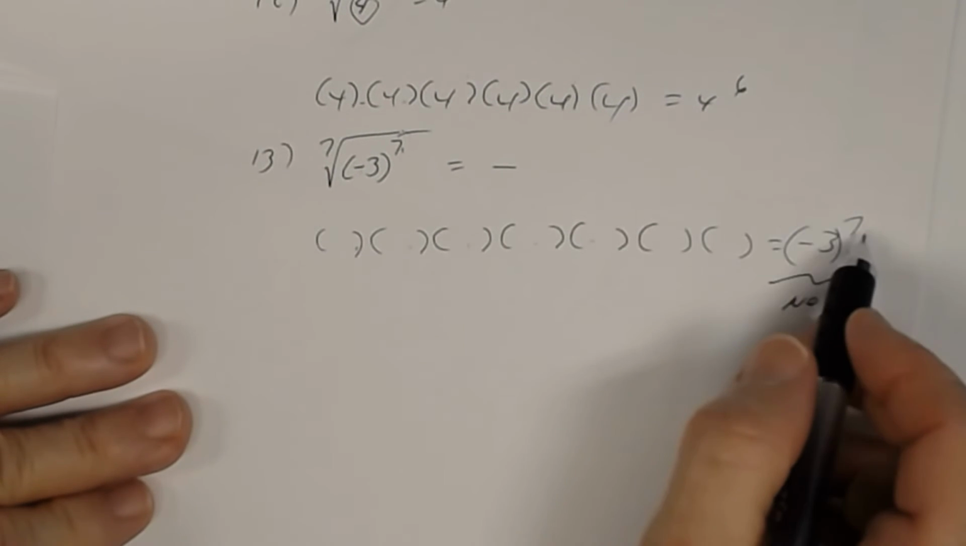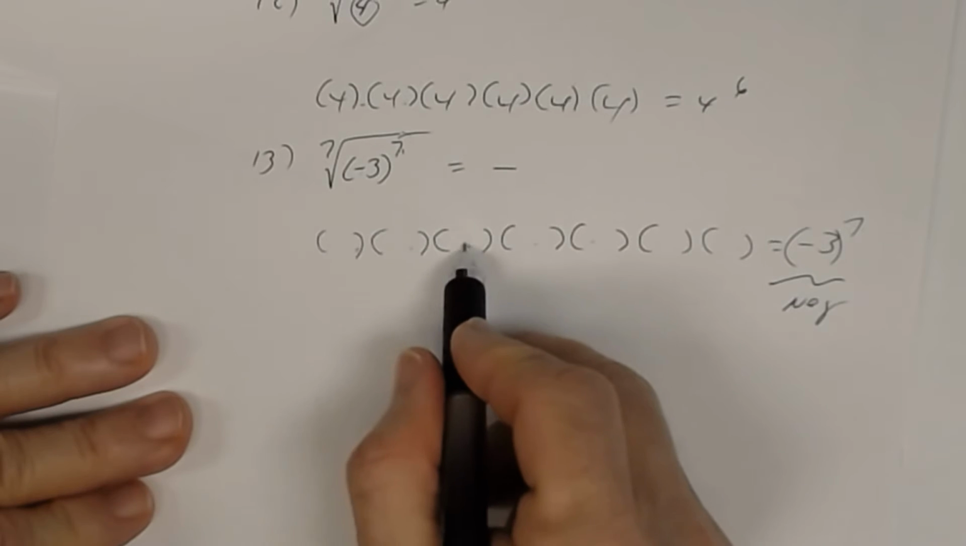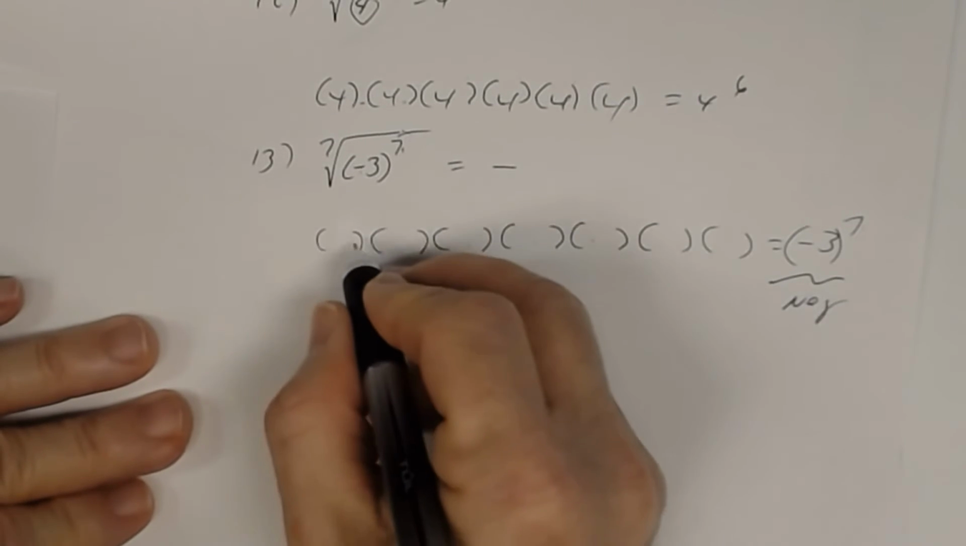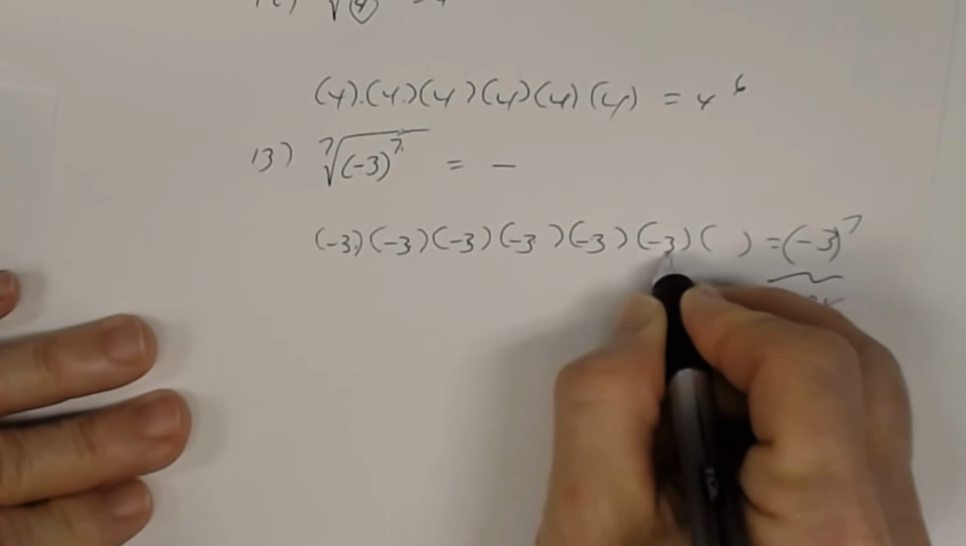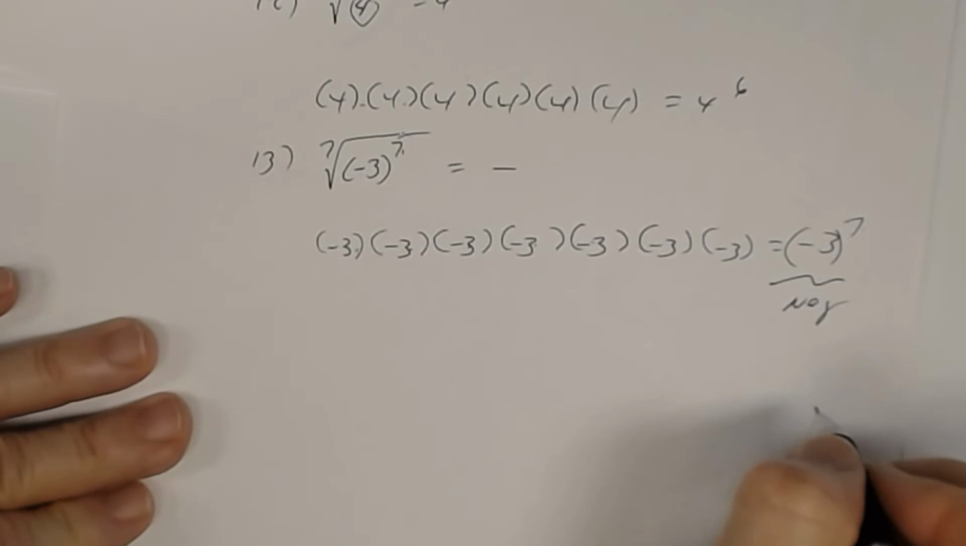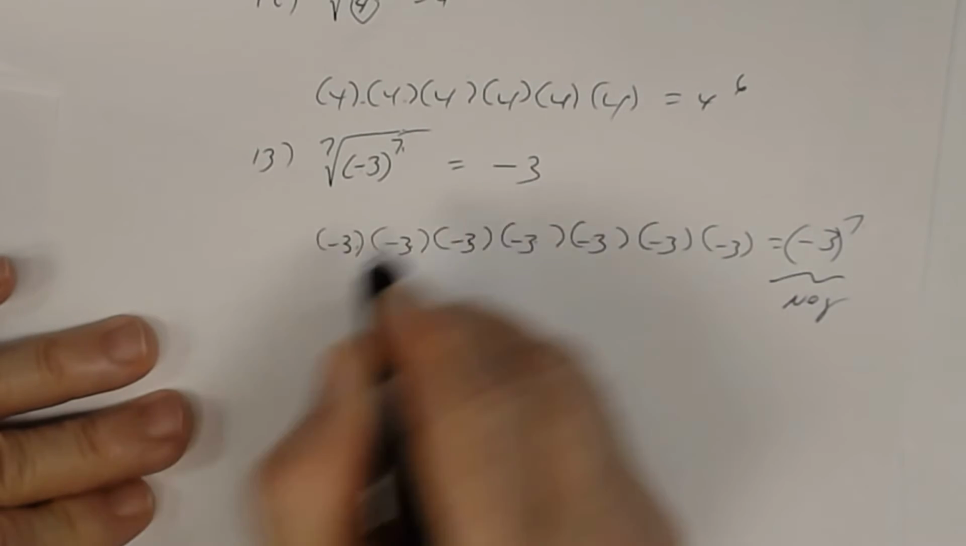Well, so notice this is 7. You have 7 factors here, so you know you got to put a negative 3. So negative 3 times negative 3 times negative 3 times negative 3 times negative 3 times negative 3 times negative 3 is negative 3 to the 7th. And so the answer is negative 3.